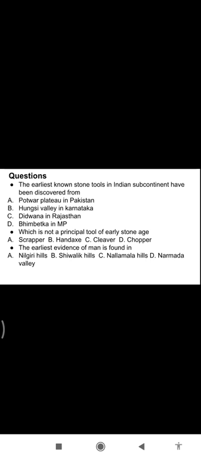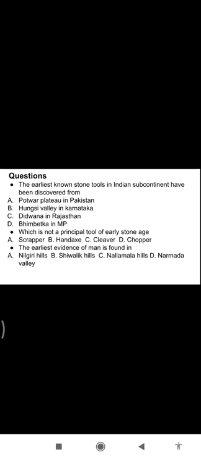Next, I've shown the sites of the Paleolithic period which are found in India. Next, a few questions related to this period. These questions have been collected from previous years and have been asked in various examinations. So the first question: the earliest known stone tools in the Indian subcontinent have been discovered from Potwar Plateau in Pakistan, Hunsgi Valley in Karnataka, Didwana in Rajasthan, or Bhimbetka in Madhya Pradesh. The answer will be Potwar Plateau in Pakistan.